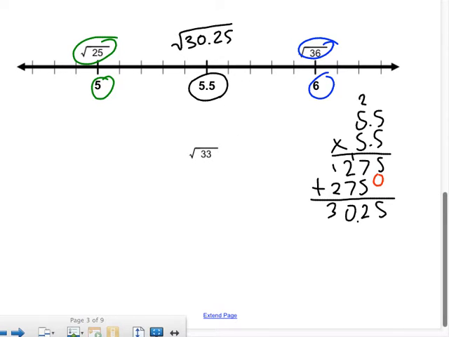Now, which interval is this going to sit between? Is it going to sit between this interval or this interval? Is it between 5 and 5.5, or is it between 5.5 and 6? Very good. So we're going to say that the square root of 33 is on the right side of the interval, and it's about halfway that we're going to estimate.